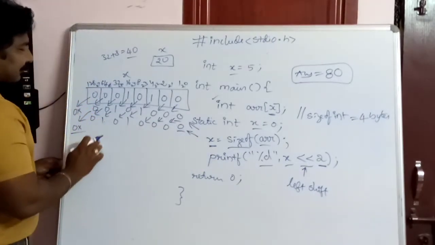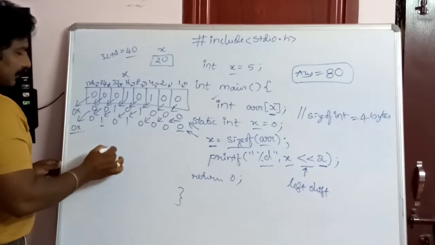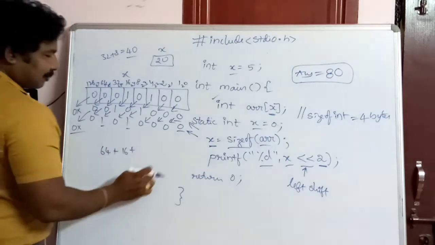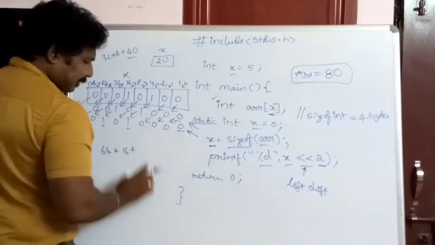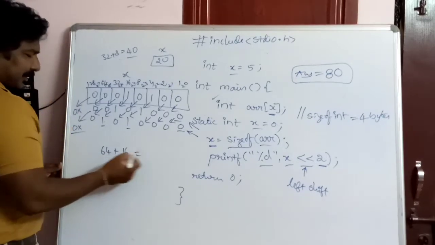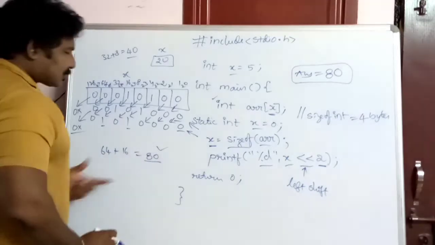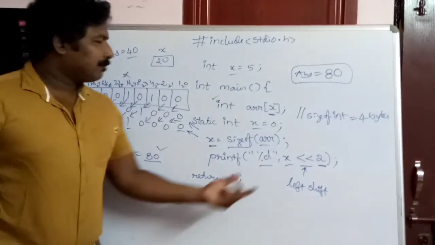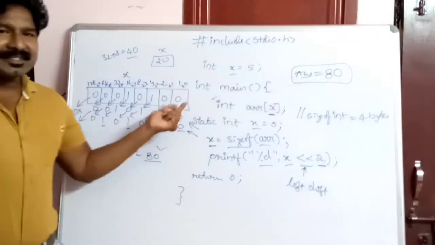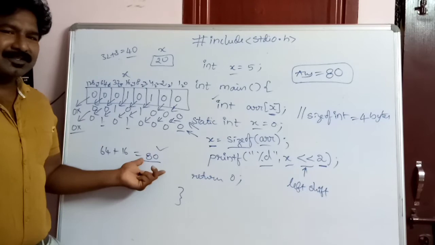Just look at this, friends. This one is at 64 plus this one at 16, and all the remaining places have no value. So 64 plus 16 is obviously 80. This is the logic, friends. This is why you get the output of this program as 80. Hope you understand this concept.